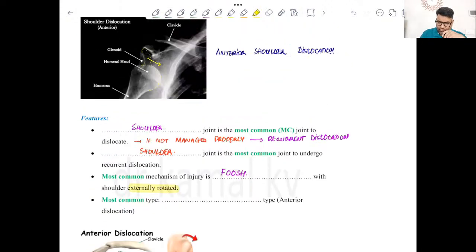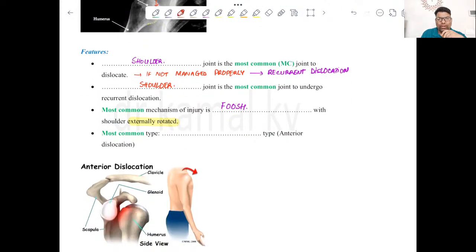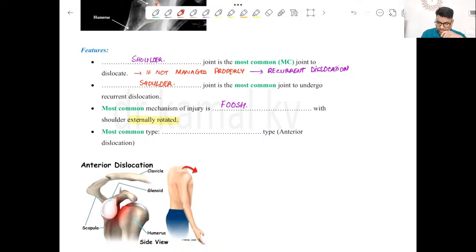And if you look here, this is the cricoid process. This is the coracoid process. I am extremely sorry. So this is the coracoid process here, and the head of humerus is below the coracoid process. So this type of dislocation is known as subcoracoid, because it is below the coracoid process. So this is subcoracoid. Clear? So if there is any question about the most common type of shoulder dislocation, then the answer would be anterior.